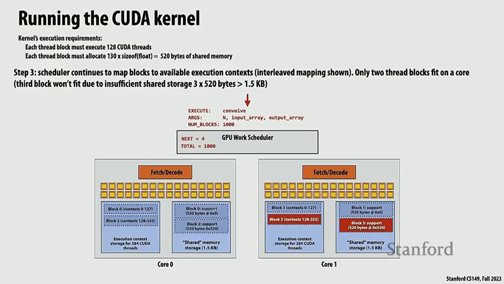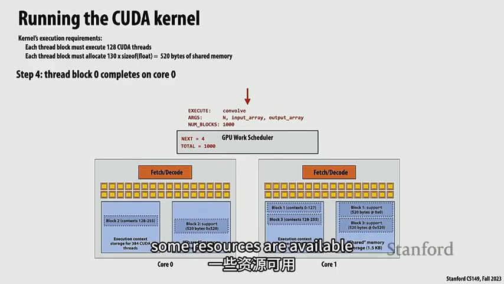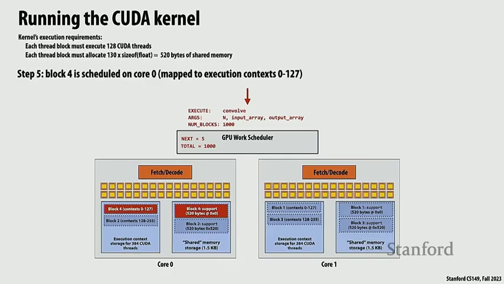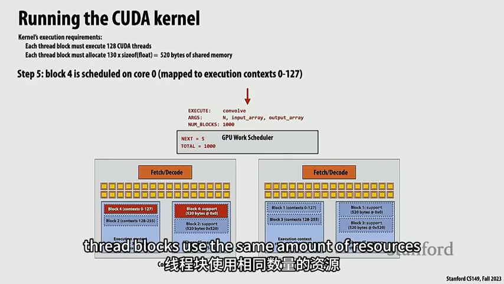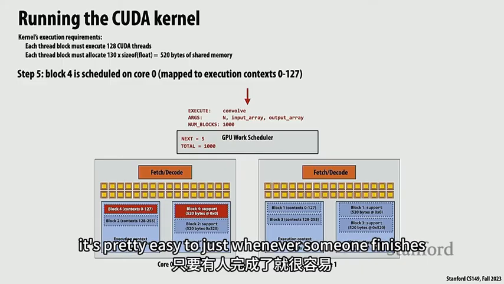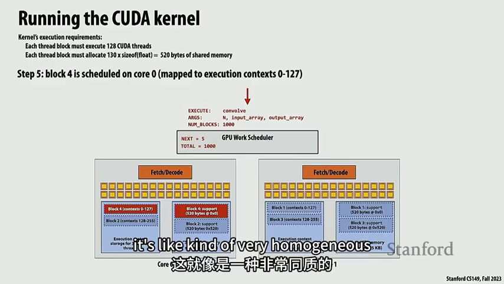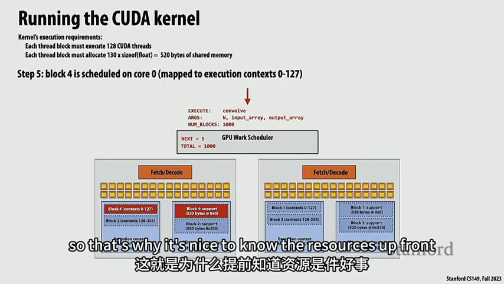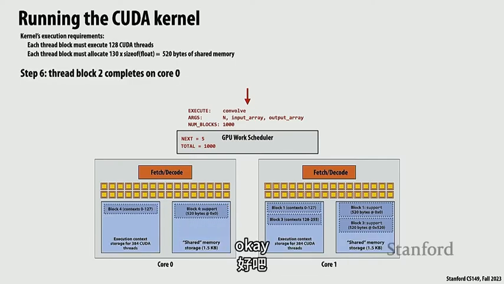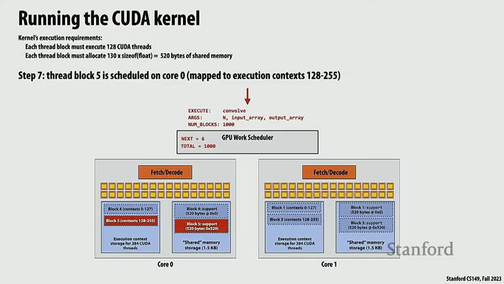So we'll just wait. And at some point, one of those thread blocks finishes. When that thread block finishes, some resources are available, and now let's schedule thread block 4. And notice that since this is SPMD and all of these thread blocks use the same amount of resources, whenever someone finishes, the exact amount of resources is free to start a new thing. It's very homogeneous resource requirements. You don't have to solve an allocation problem or anything like that. So that's why it's nice to know the resources up front. Okay? So things will just keep going and going. And that's what the NVIDIA GPU is going to do.